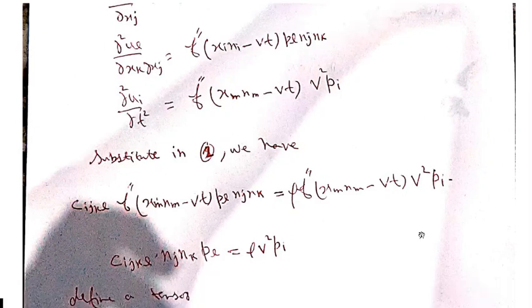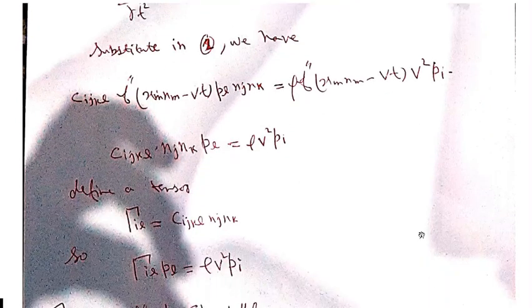Now here we will define a tensor with the help of these three, C, n_j and n_k. So you can write this product of these three as gamma_il. We also call this the propagation tensor. In literature, some books use the name propagation tensor, gamma. This is a second order tensor.